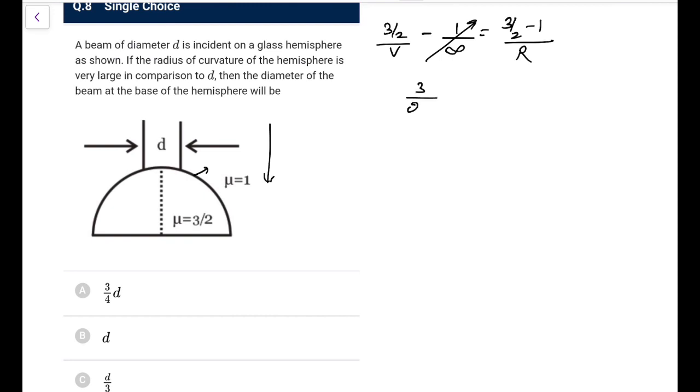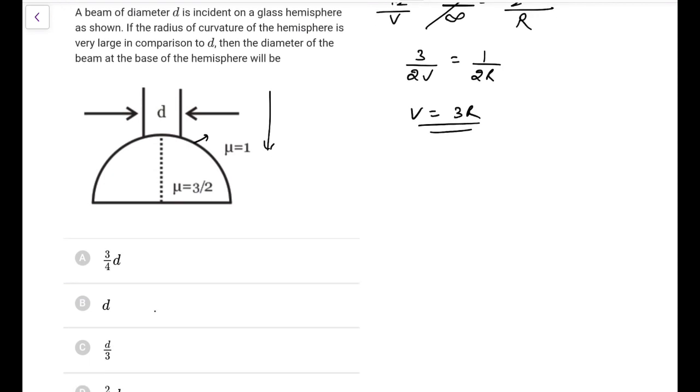So what you will have, 3 by 2v is equal to 1 over 2R. So v is 3R. So the image would be at 3R, so it would be somewhere here. So this distance I can make out would be 2R, and this is R, so total 3R. So the ray will bend like this, it will go like this, and it will meet here.